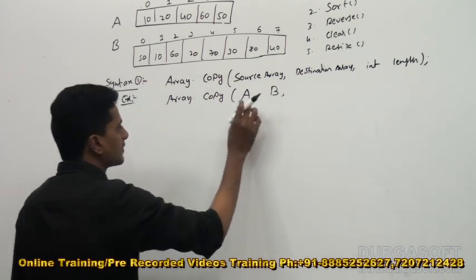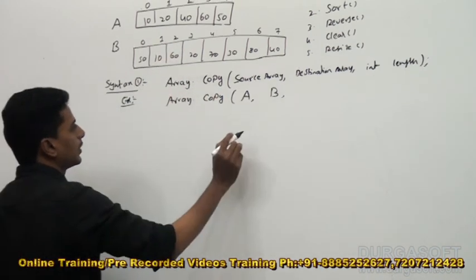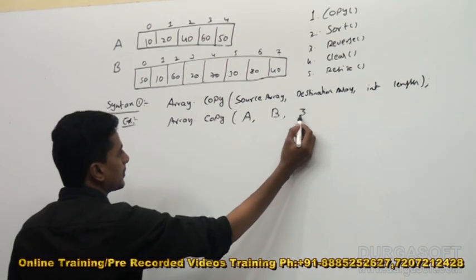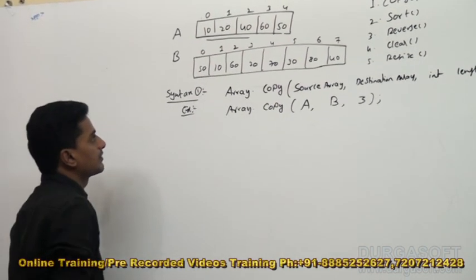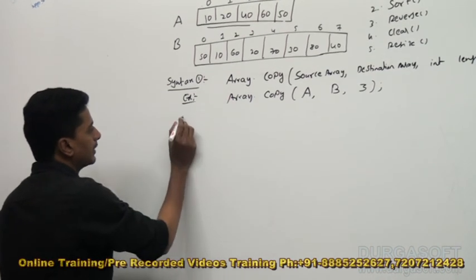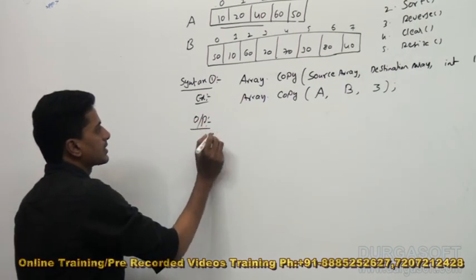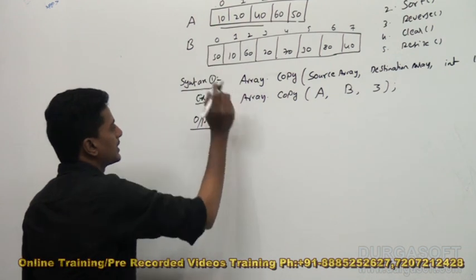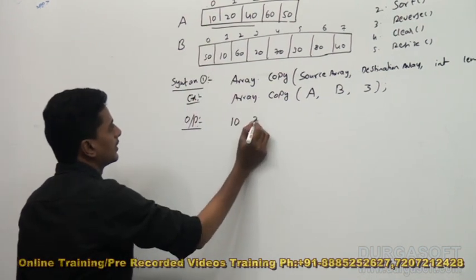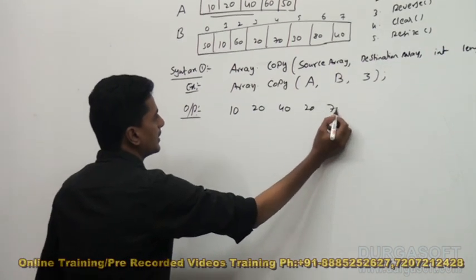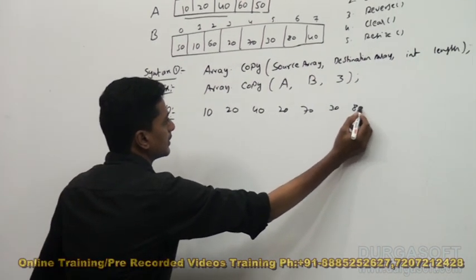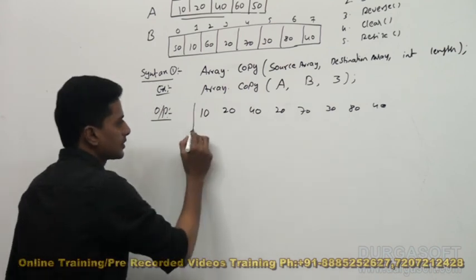Int length means how many elements from A you want to copy. For example, 3 means these 3 elements will be copied. 10, 20, 40 will be copied into where? B. The output looks like this: you can see 10 will be replaced with 50, that is 10, 20, 40, and from the 20 onwards the remaining elements stay the same in B, that is 80, 40, like this.